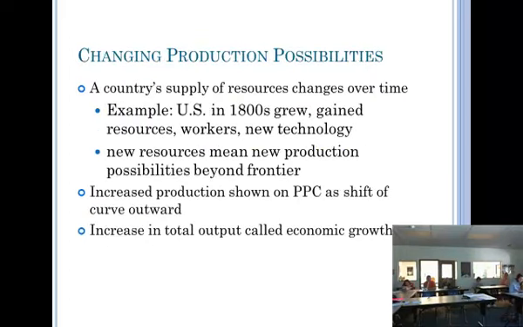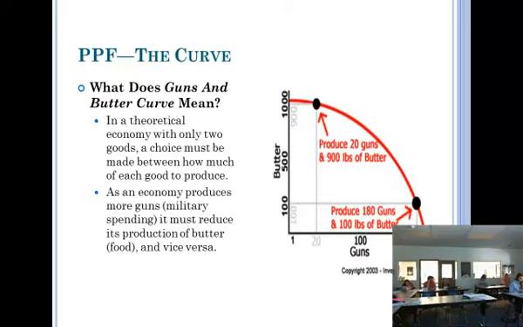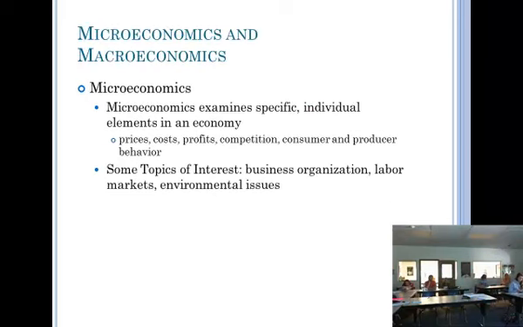Okay. Changing production possibilities. I just gave you an example. In the 1800s, with the Industrial Revolution, you're gaining resources, workers, new technology that's totally going to change the production possibilities curve, right? That makes sense. You guys were talking about the baby boomers. This is just an example. And that shift is going to shift the whole line outwards. Okay, I think we can go over that.